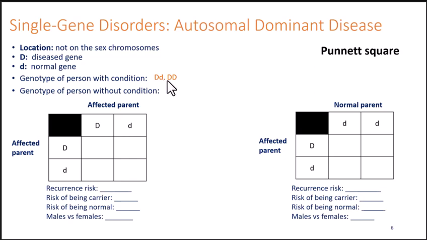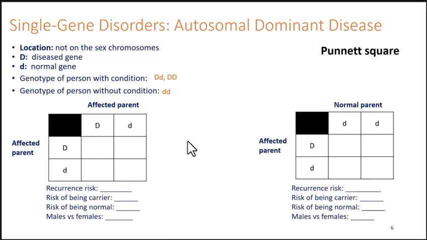Similarly, if somebody inherited the dominant disease gene from the mom and from the dad, then obviously it would also be expressed phenotypically. So if you don't have the condition, the only option here is that you inherit a normal gene from mom and a normal gene from dad.